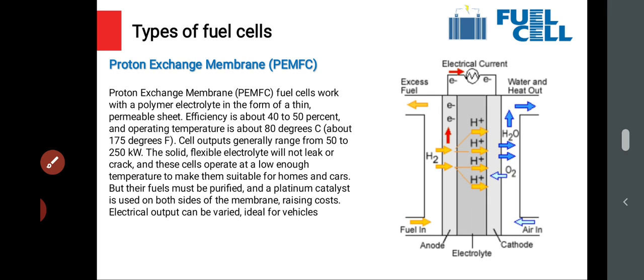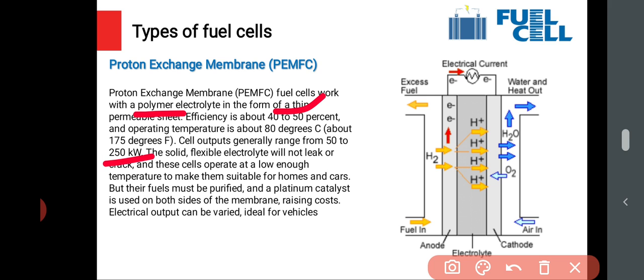Next comes the proton exchange membrane fuel cell. Here we use a polymer electrolyte, and it is in the form of a thin permeable sheet. The efficiency is 40 to 50%. The operating temperature is 80 degrees centigrade. Cell outputs generally range from 50 to 250 kilowatt. The solid flexible electrolyte will not leak, so this is an advantage.